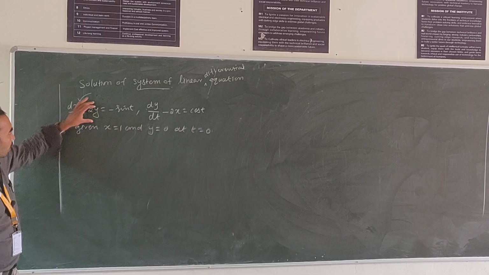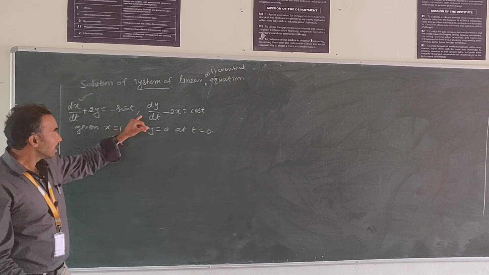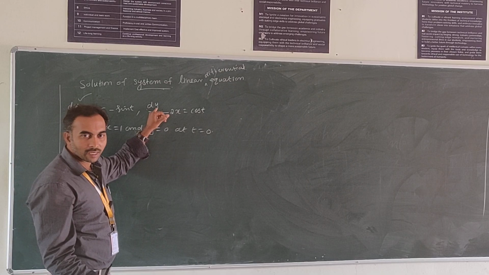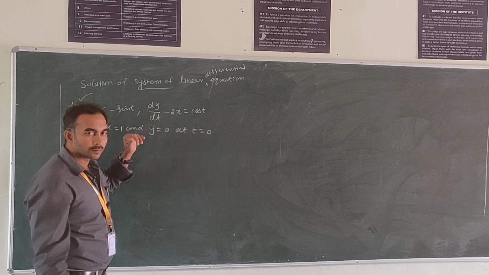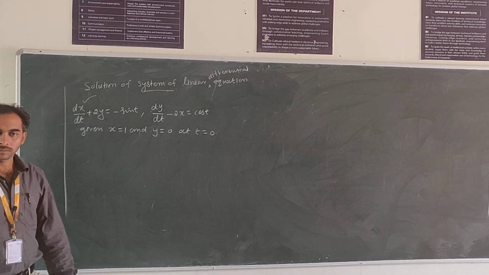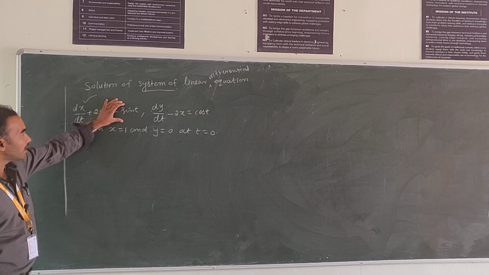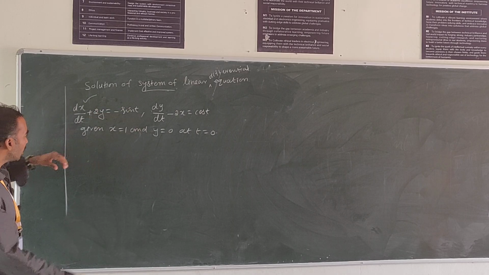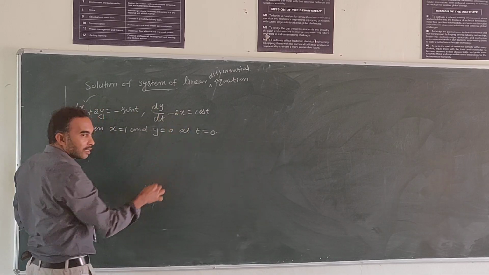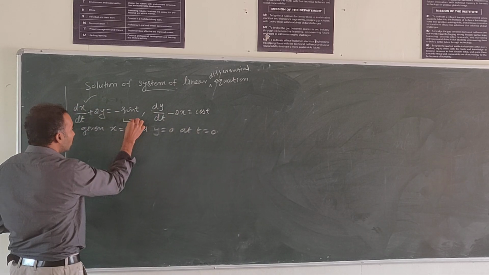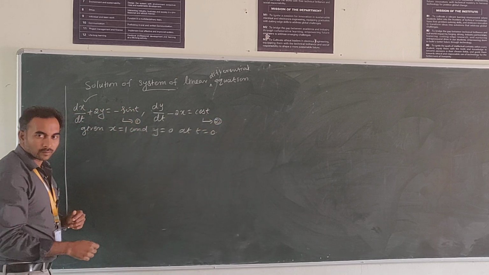But in the first equation we can find x and y terms. In the second equation also we can find x and y. Solution of system of linear differential equations. So here variable x is there, y is there. Here also y and x is there. So first we have to eliminate any one of the variables from 1 and 2.